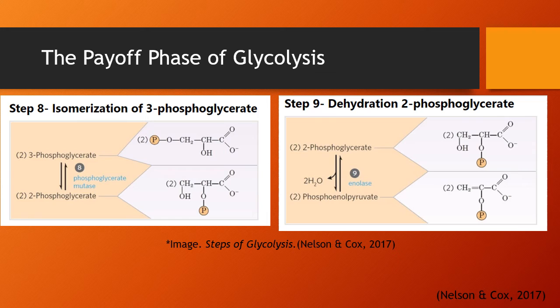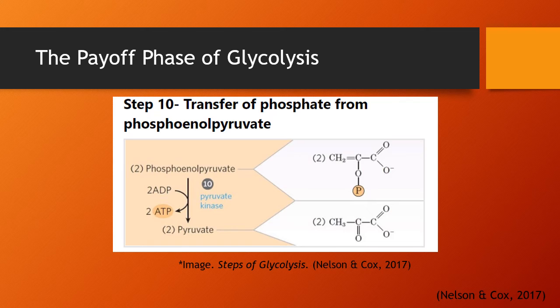Now in step number 9, enolase reversibly removes a molecule of water from the 2-phosphoglycerate to form PEP, which is phosphoenolpyruvate, and this is a dehydration reaction. So in this final step of glycolysis, a phosphoryl group is transferred from the phosphoenolpyruvate in the last step to ADP. The enzyme that catalyzes this is pyruvate kinase. The products are ATP and pyruvate.